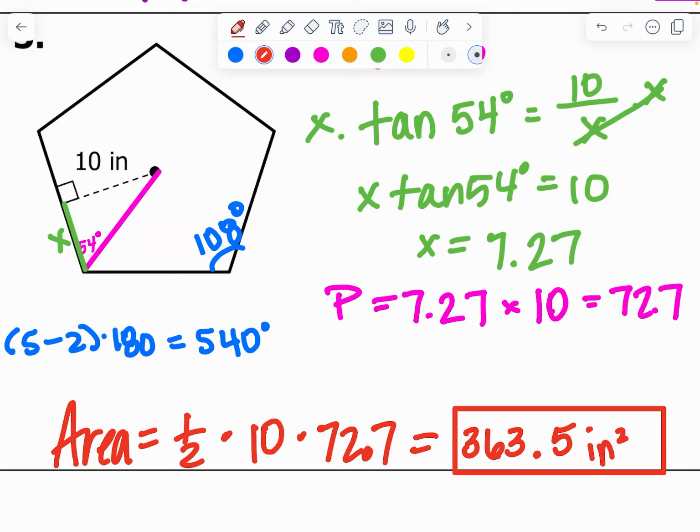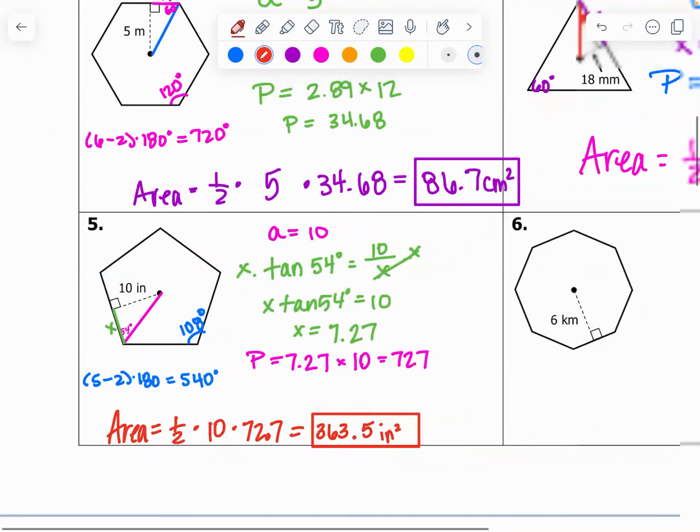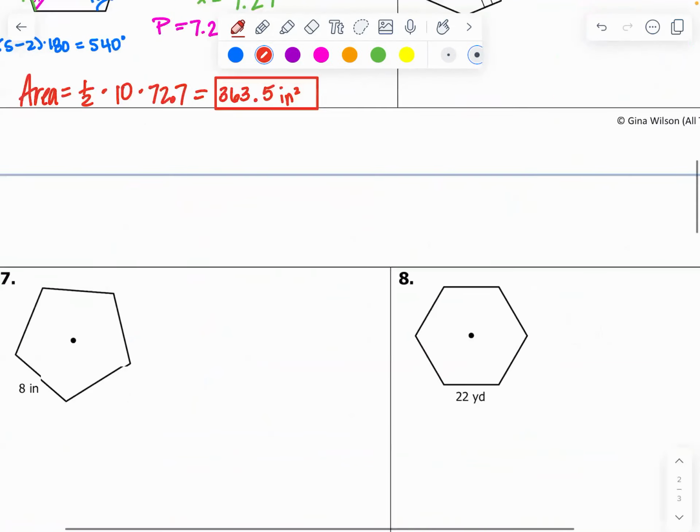It looks like the Pentagon. It's a Pentagon. Okay, I feel like you'll be okay on those problems. Go to the next page.